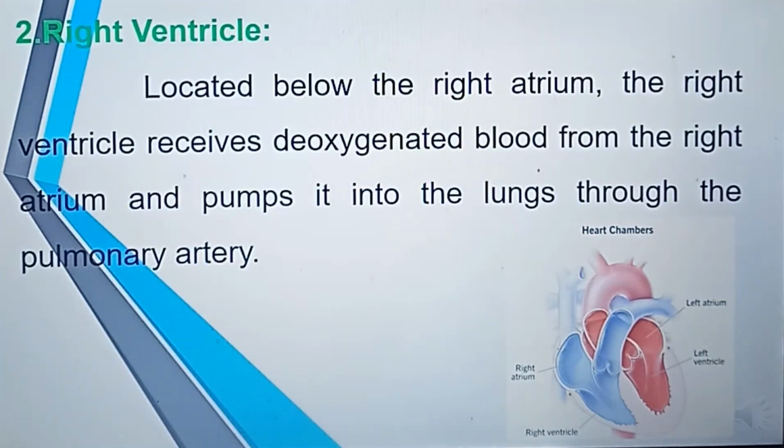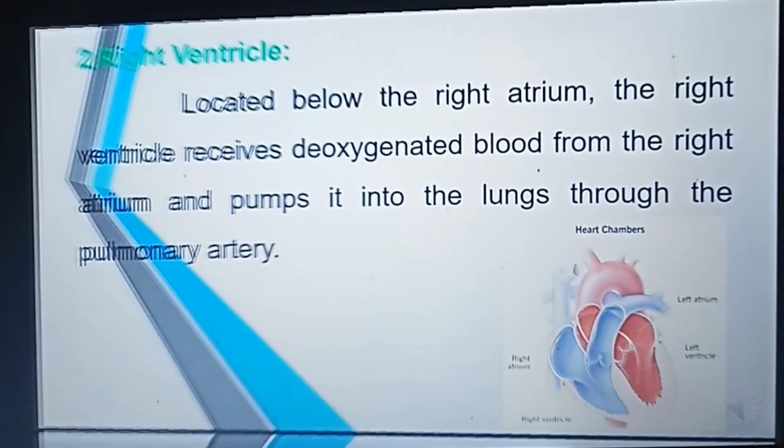Right ventricle. Located below the right atrium, the right ventricle receives deoxygenated blood from the right atrium and pumps it into the lungs through the pulmonary artery.